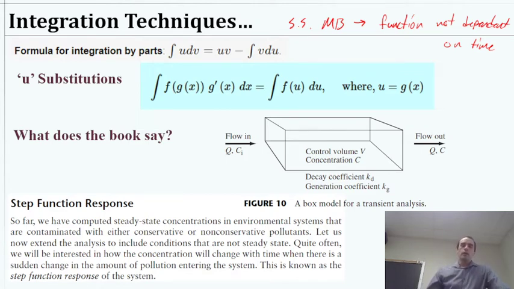So in our book, it's describing a system here, and it's going to derive the math for us for this system where we have basically a CSTR. We have some control volume, V. We have a concentration in it, C. We've got an input and an output. And then here they're saying we have two reactions in it. We have a decay coefficient in the text that tells us that's first order. And then we have a generation coefficient that tells us that's the 0th order.